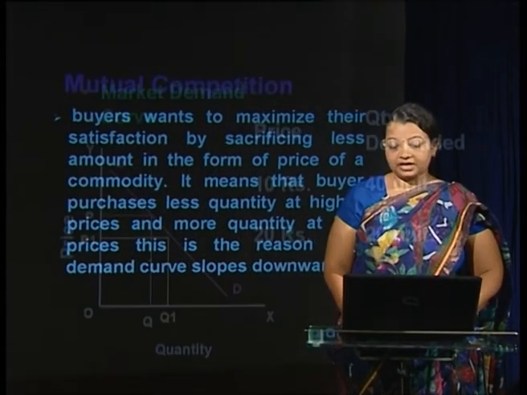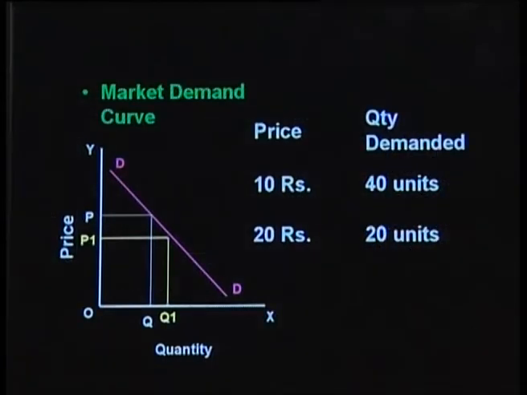This will be more clear with the help of a diagram. As in the diagram, you can see DD is the demand curve, which is downward sloping. When price in the market is OP, the quantity demanded by buyers is OQ. That means at OP price, OQ quantity is demanded. When price reduces from OP to OP1, the quantity demanded by buyers increases from OQ to OQ1. This difference in the quantity QQ1 is the result of decrease in price PP1.